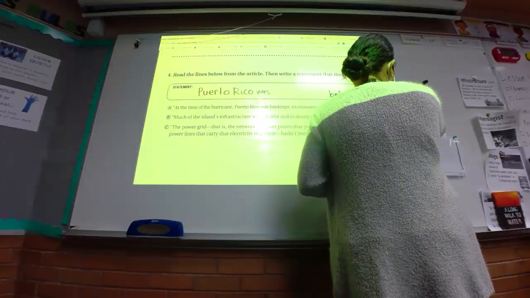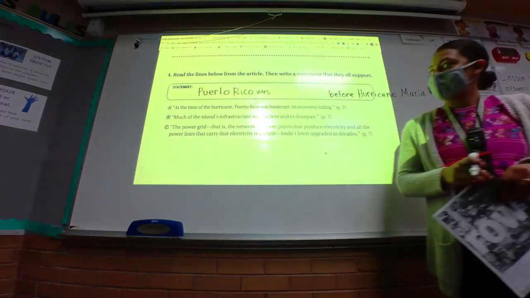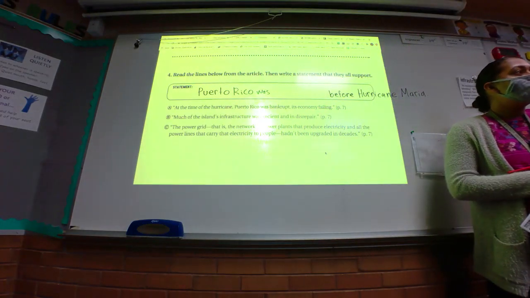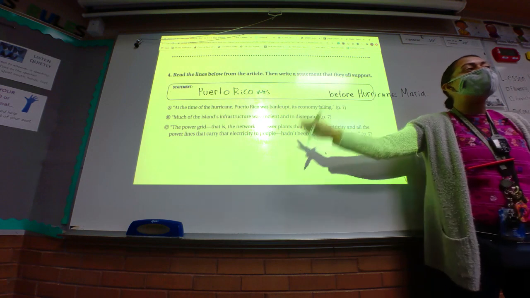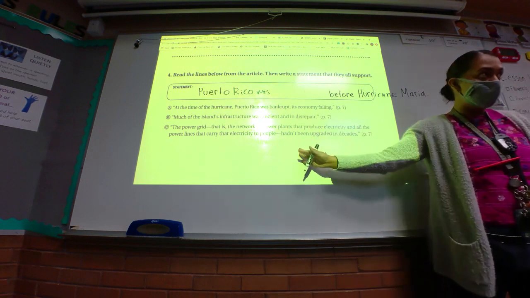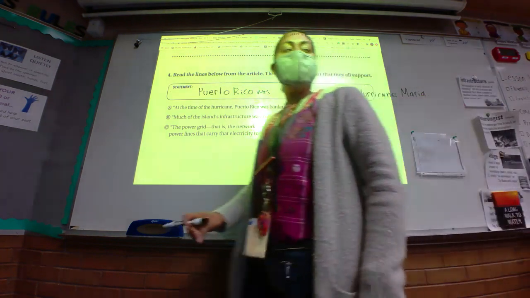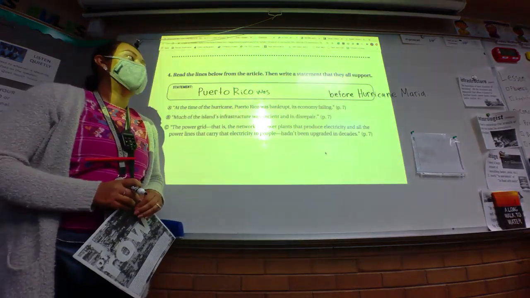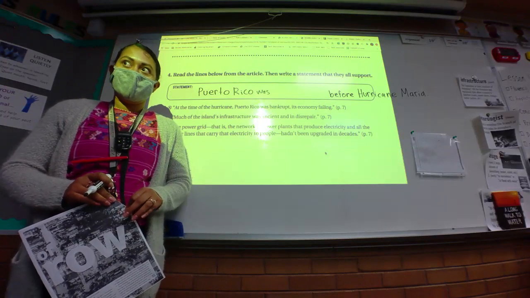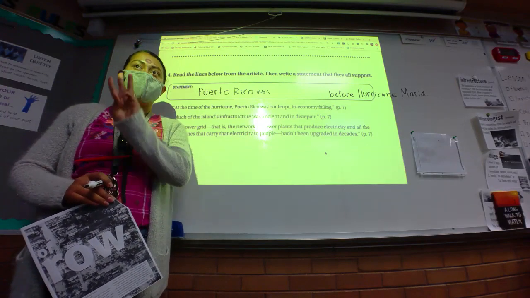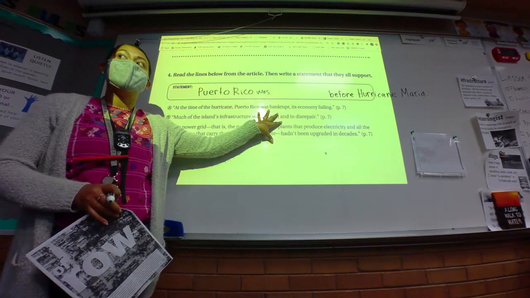No. Puerto Rico was not destroyed before Hurricane Maria. Okay, but these do not tell us that it was beautiful. Different parts of the story tell us that, but these 3 do not. We're focusing on these 3 text evidence. So Puerto Rico was blank before Hurricane Maria. It was beautiful. Okay, I've already said like 3 or 4 times. This does not support that Hurricane Maria was beautiful. Yes, it was.